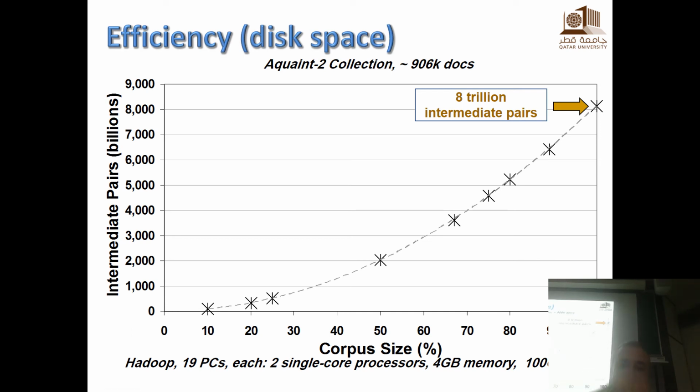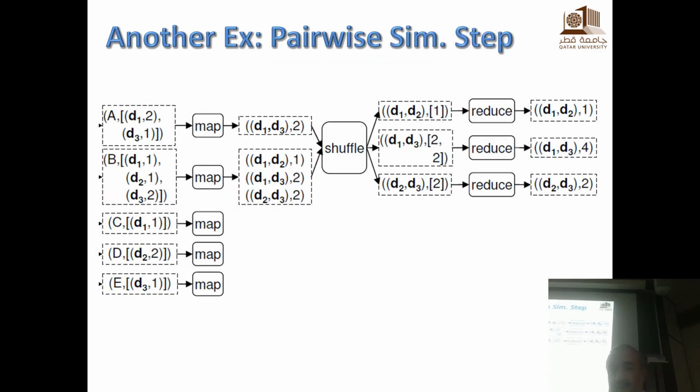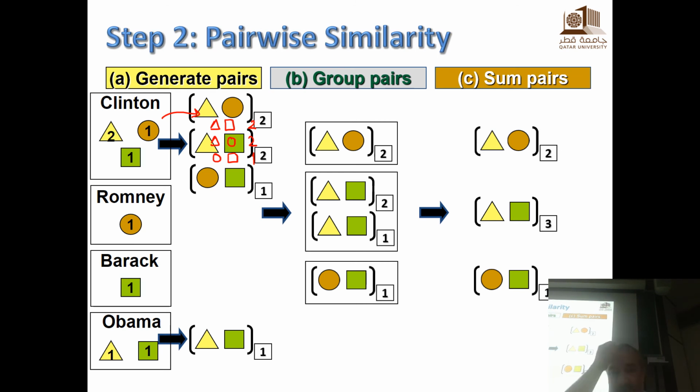And on the y-axis, it's not the time, by the way. If you look at it, it's not time. What is it? It's the number of intermediate pairs. If you look at this slide, where is the phase where almost all the time is taken?